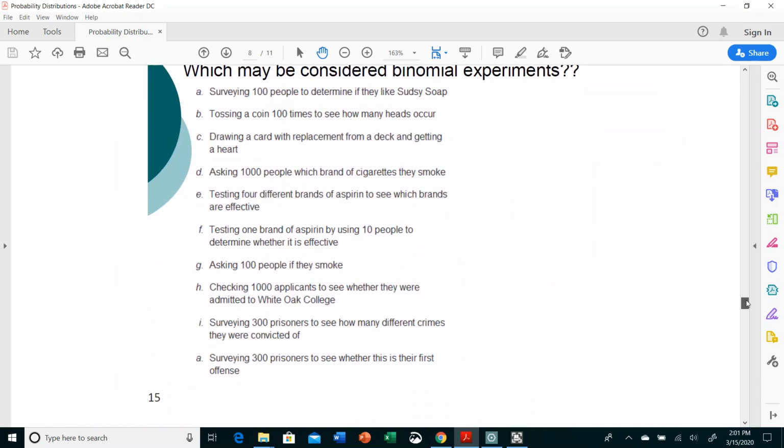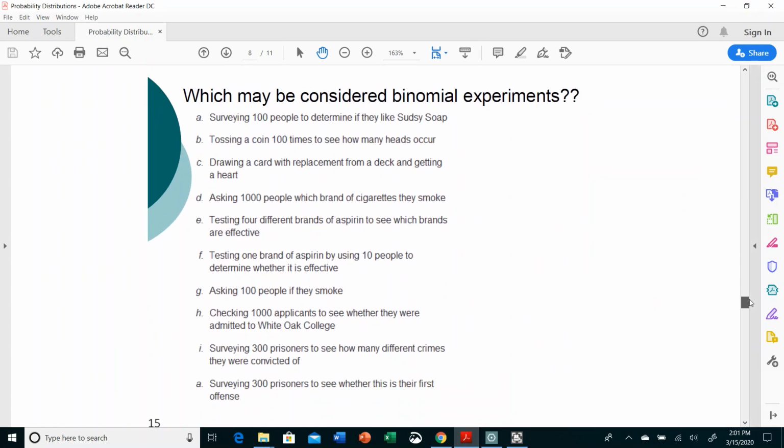So we will continue here. Which of the following can be considered a binomial experiment? Let's take a look, and we're going to go through the checklist that we have for what constitutes a binomial experiment. We're going to see if the experiment has independent, fixed number of trials, if they can be classified as success or failure, and if the probabilities are the same from trial to trial. So let's look at A.